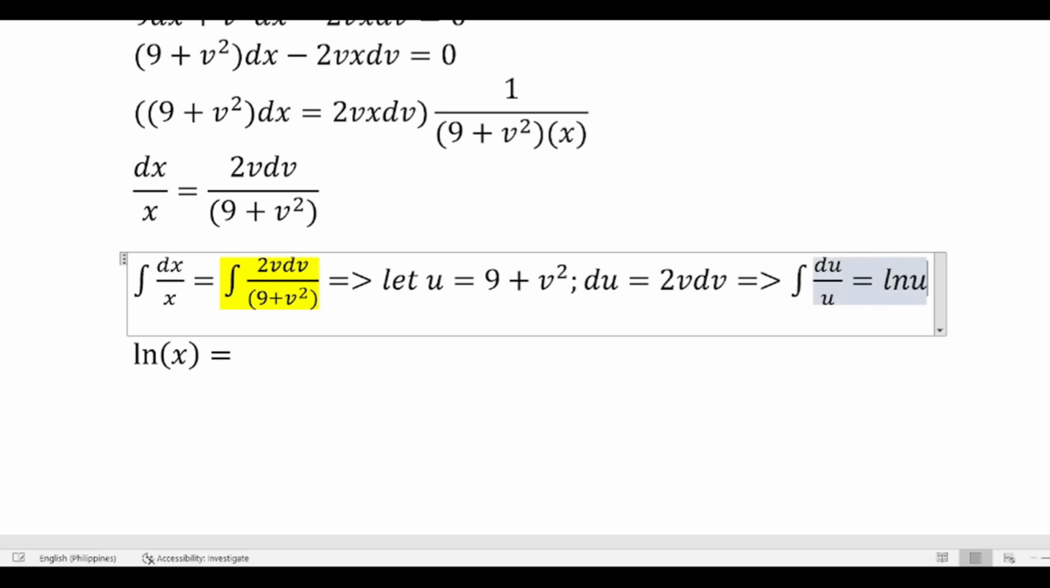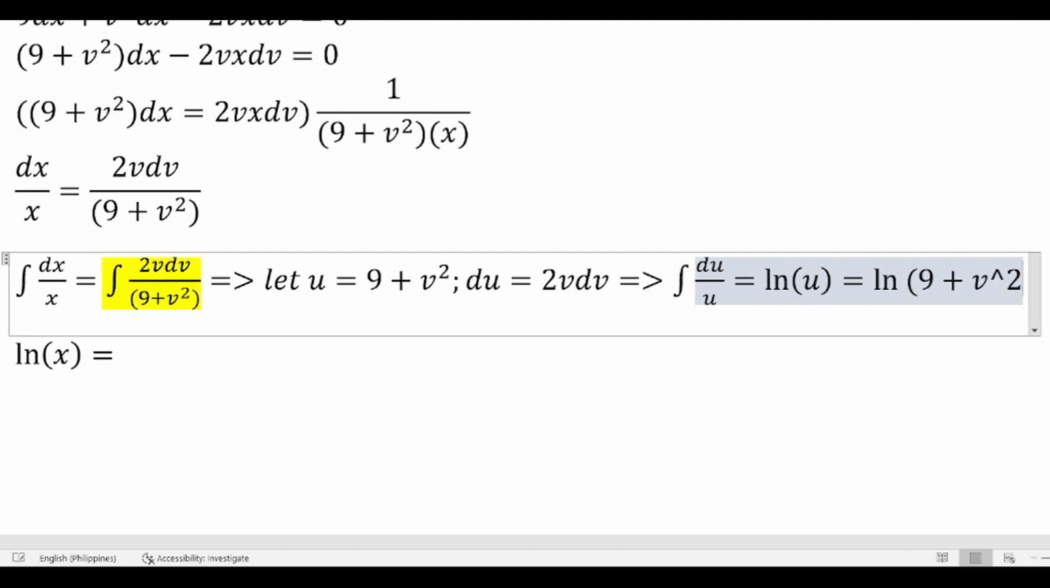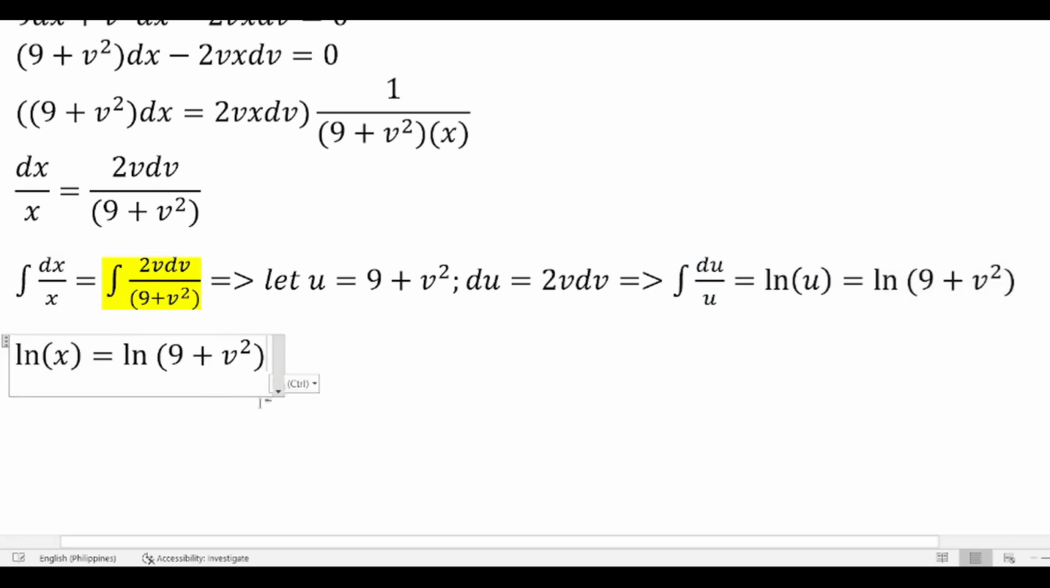Very good, ln u. Okay, let's put parentheses. Now for ln u, we need to substitute back the value of u. So this would become, you guessed it right, ln of 9 plus v squared. Okay. Now that we have this one, we can transpose this one over here. And of course, upon integrating, don't ever forget plus c.